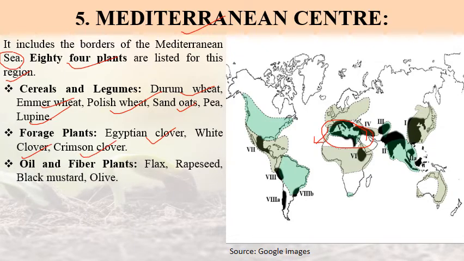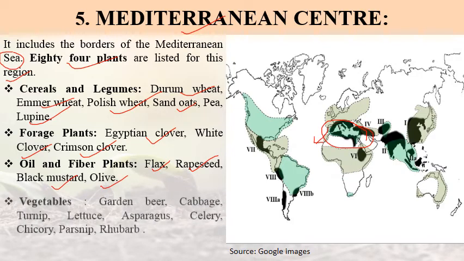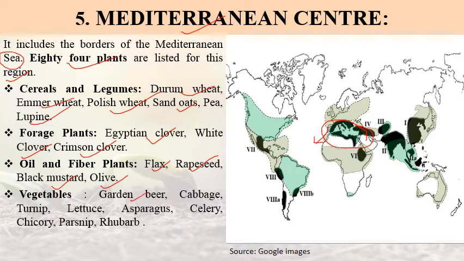Next, oil and fiber plants like flax, rapeseed, black mustard, olive. Next, vegetables like garden beet, cabbage, turnip, lettuce, asparagus, celery, chicory, parsnip, rhubarb. So these are some vegetable plants which originated in this center of region, that is the Mediterranean center of origin of cultivated plants.